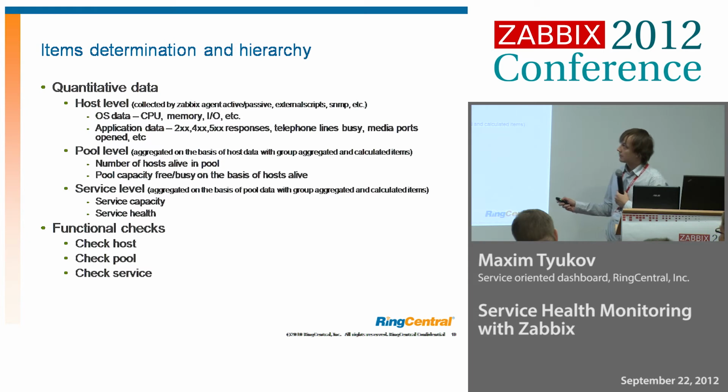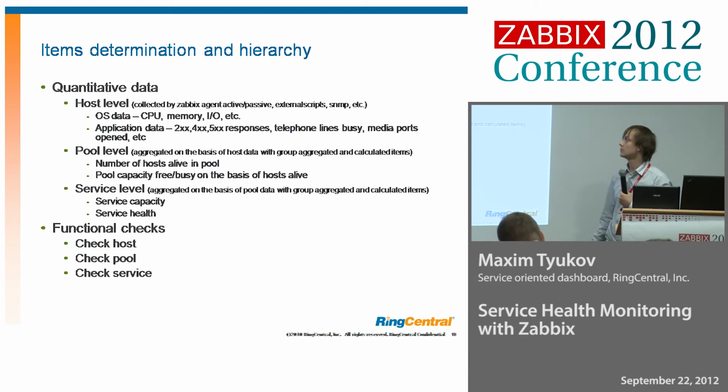Quantitative data also exists on all 3 levels. Usually on a host we collect different operating system data like CPU, memory, I/O, and so on, and application data like responses from the web server: 200, 400, 500. Concerning telephony services, it's the number of busy lines or open media ports, and so on. When we have this data, we can aggregate it on a pool level.